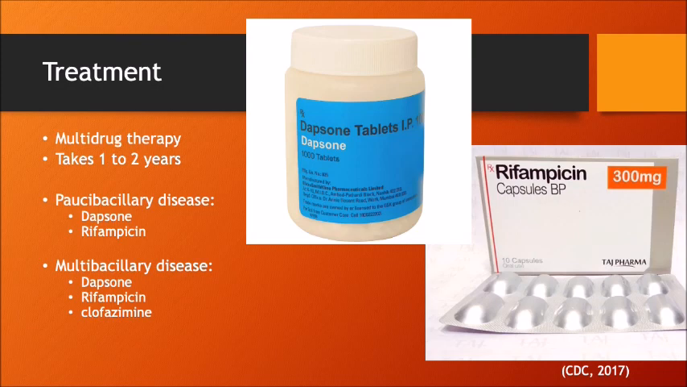You use a multi-drug therapy, multiple antibiotics, and it takes 1 to 2 years to complete. If you don't have the very advanced disease, it is treated with dapsone and rifampicin, and in an advanced case, it's treated with dapsone, rifampicin, and clofazimine.